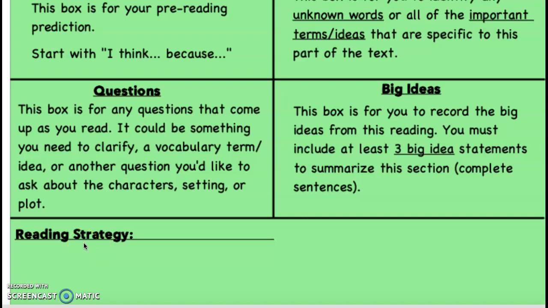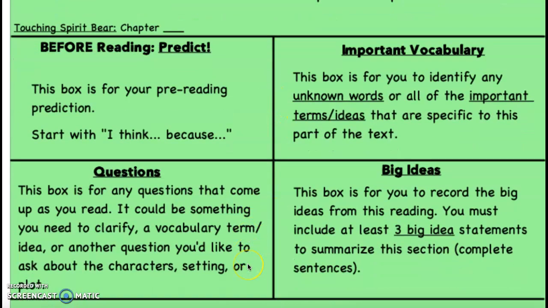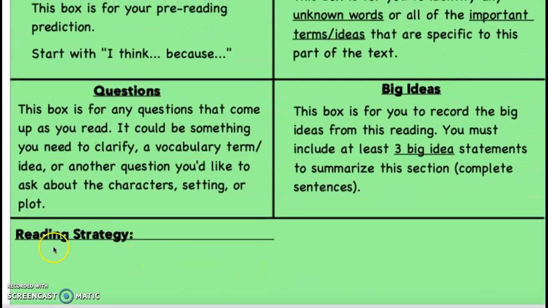The last one you'll see is an open box, and this one is for the reading strategy. Each week we are going to focus on a new reading strategy. This week, we're going to focus on the strategy of visualization. Notice how you set up your response journal page with 4 squares like this, and at the bottom there is a big open square that says reading strategy, where in the blank I will write visualization.